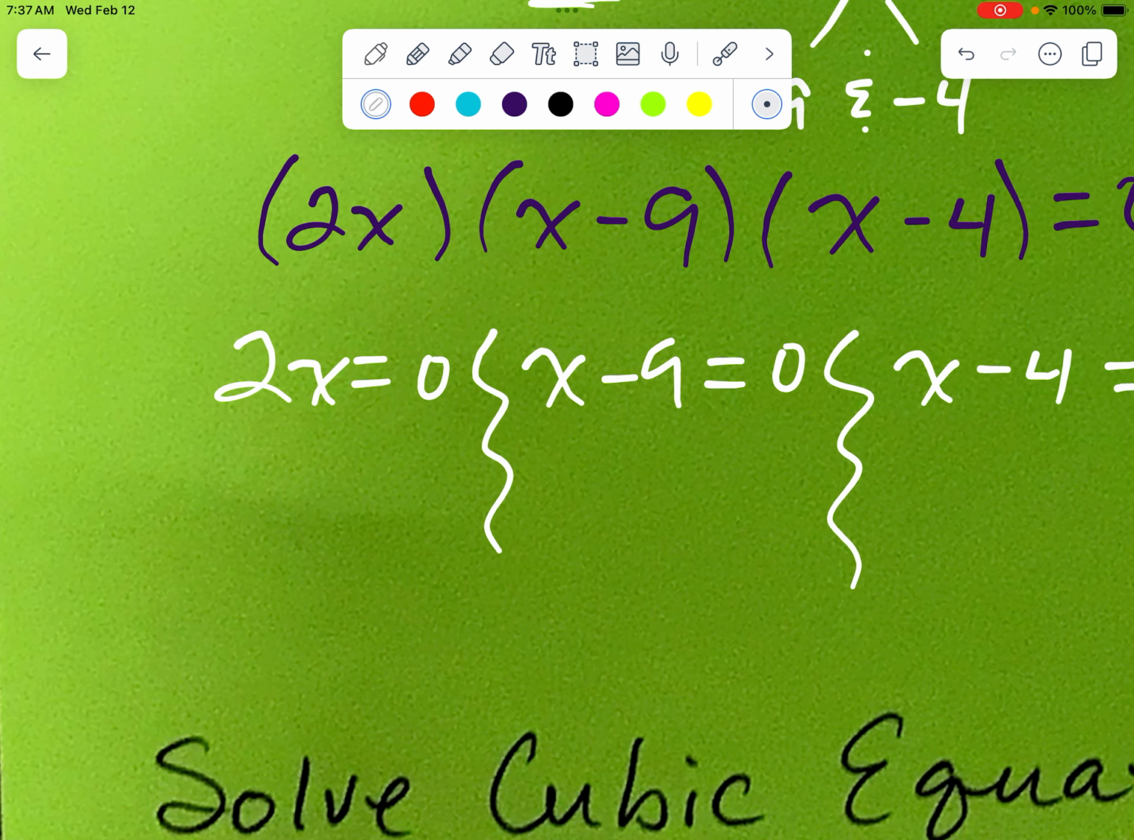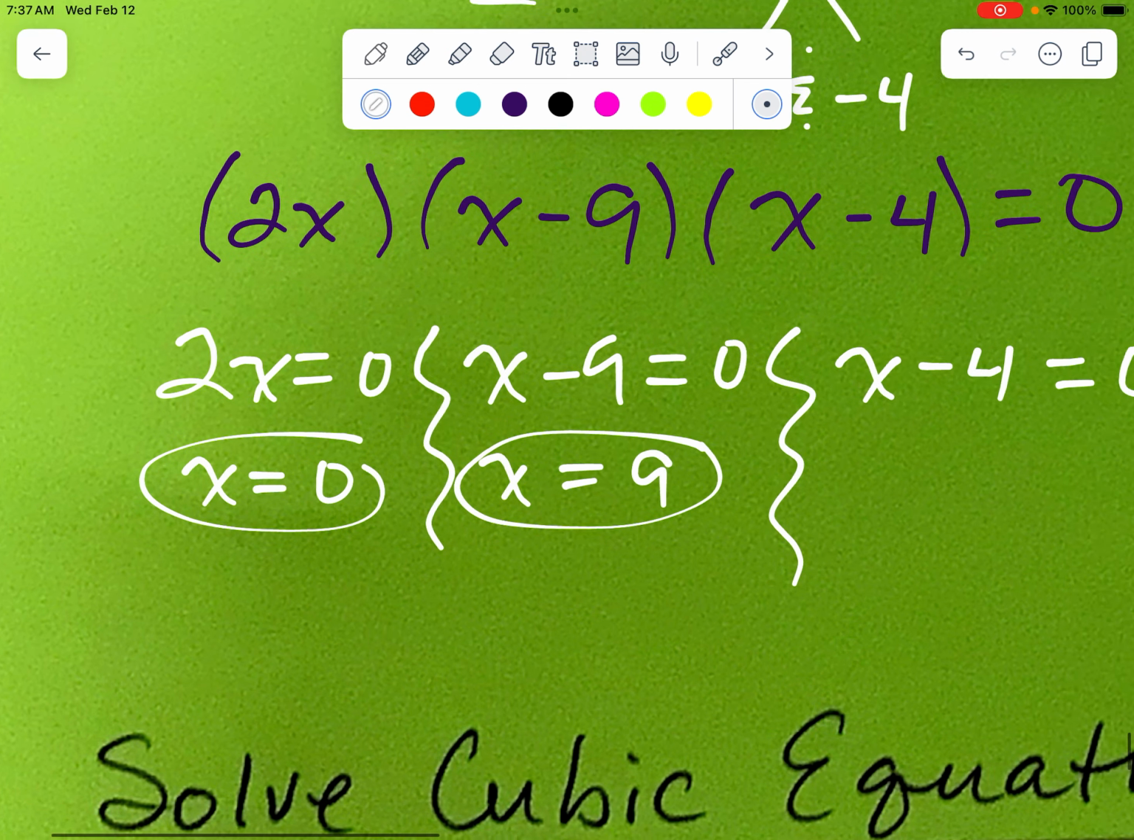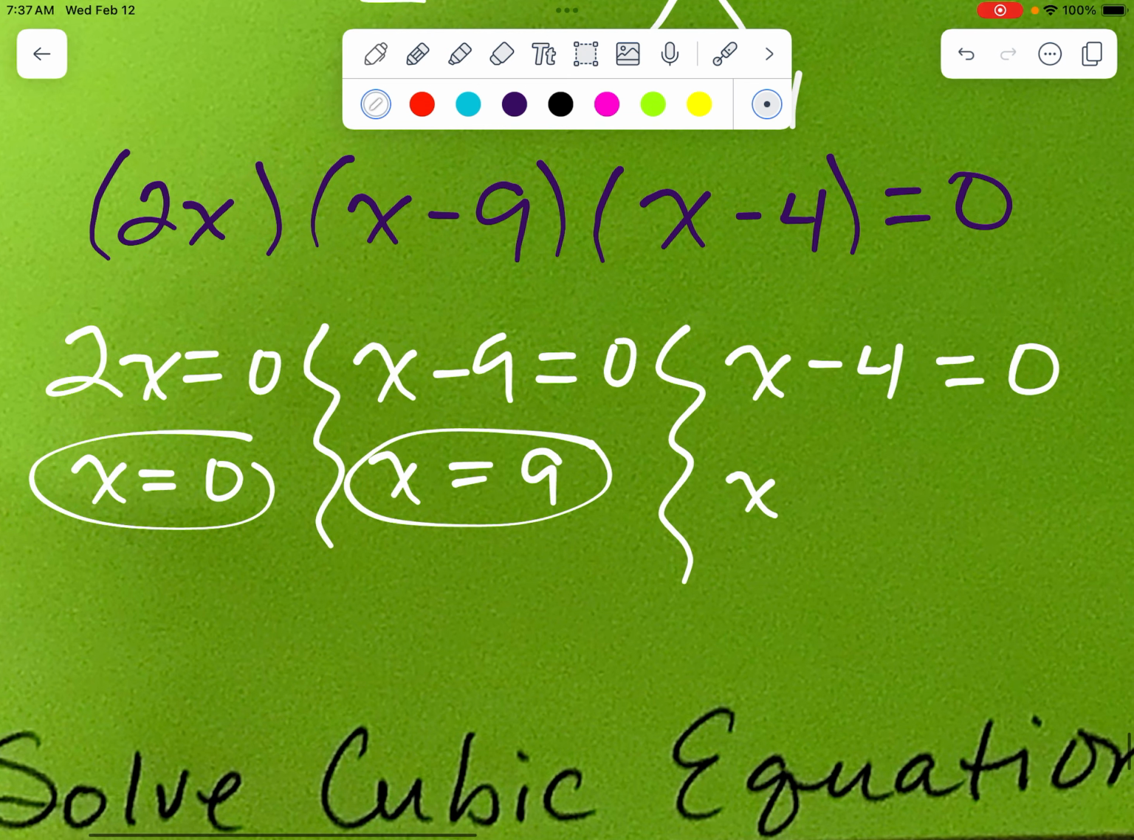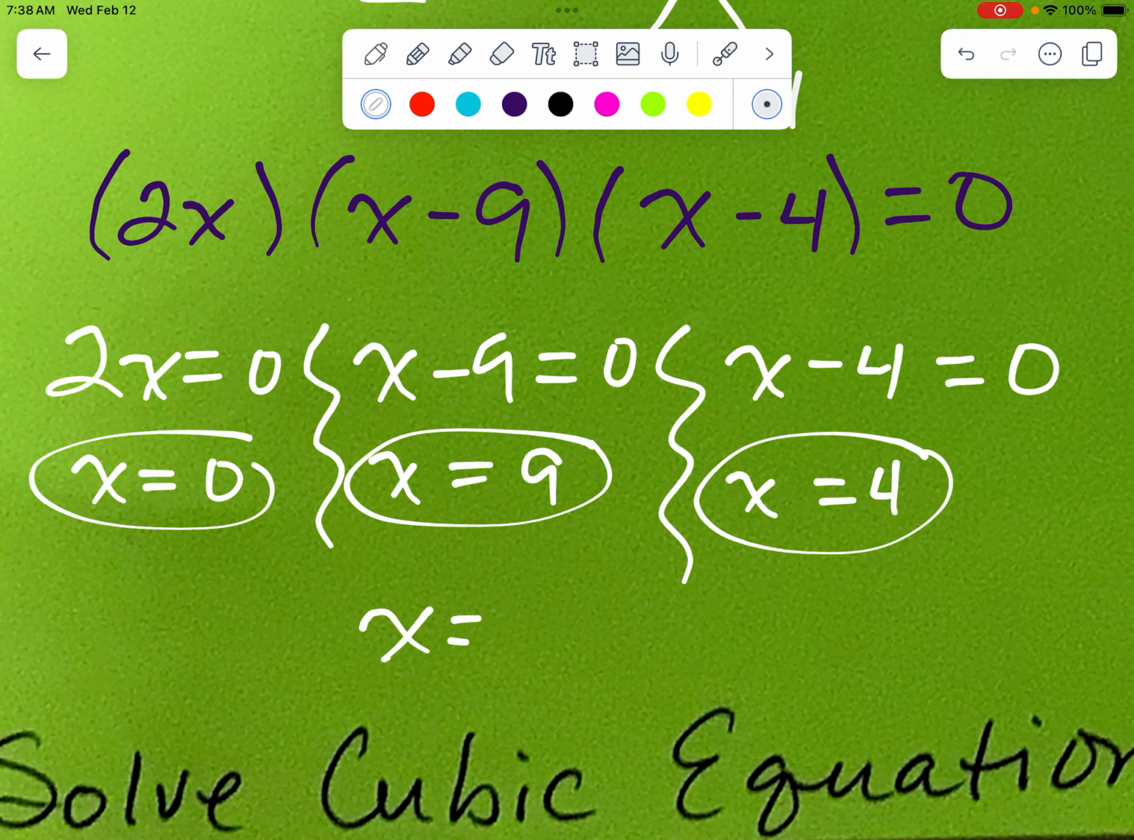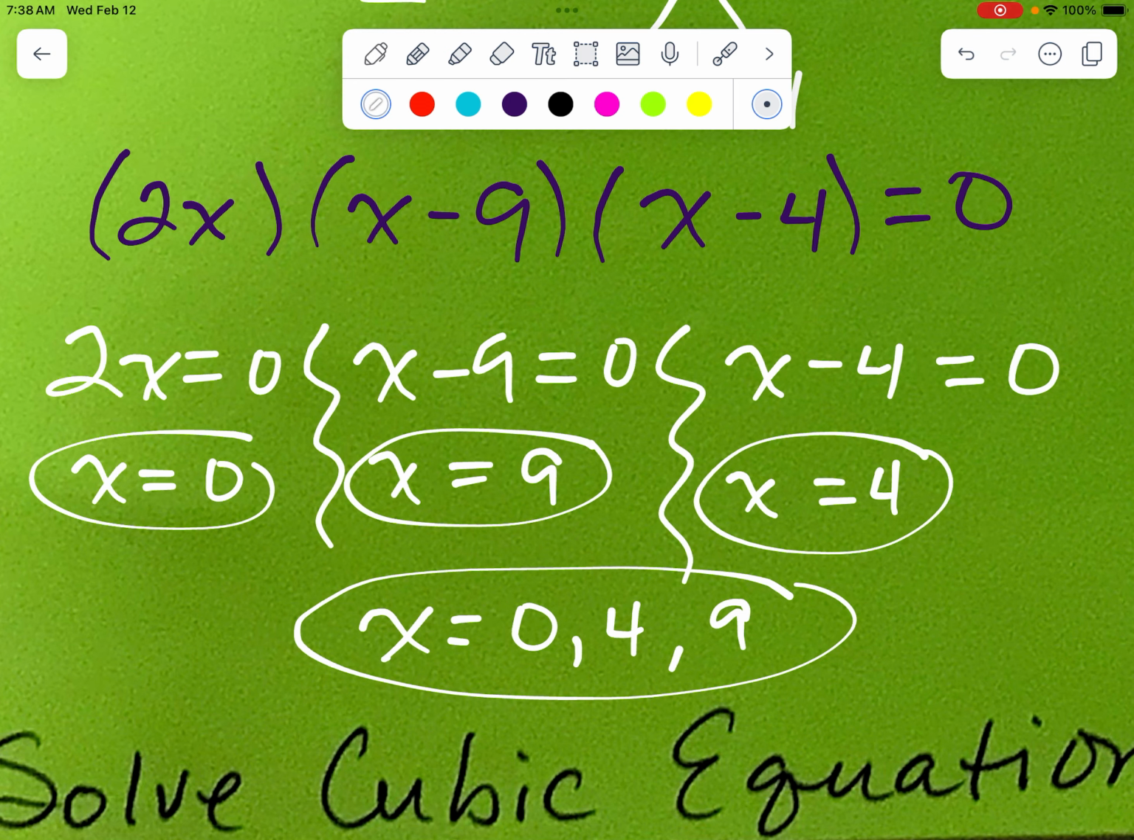The opposite of multiplying by 2 is to divide. If you do 0 divided by 2, it's 0. The opposite of minus 9 is plus 9, so it's positive. The opposite of negative 4 or minus 4 is positive 4. And if I were to write these in order from least to greatest, 0, 4, and 9, those would be my 3 answers, 0, 4, and 9.